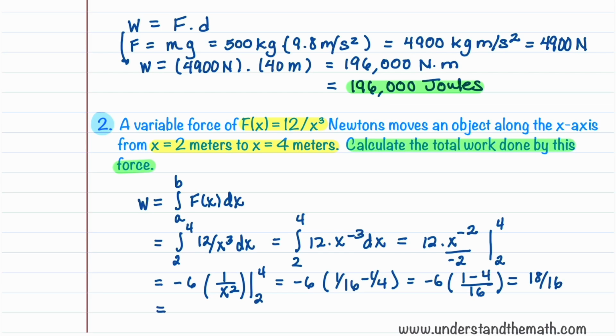And let's put this in terms of a number and not a fraction. This is 1.125, and now we need to add units. Because our force is in terms of newtons and our distance is in terms of meters, our units for work are Newton meters, and we're going to rewrite that as joules. And we get an answer of 1.125 joules. That's the total work done by the force in moving our object.